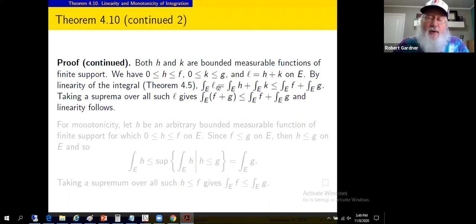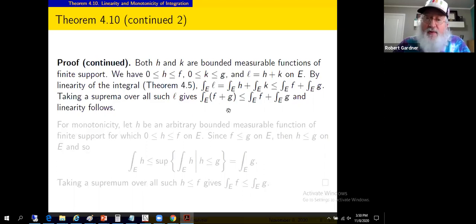L was less than or equal to f plus g. We went through the gymnastics of introducing h and k to get functions that were less than or equal to f and g respectively. But we started with that. So if we take a sup over all such L, this produces the integral of f plus g. And no matter what L is, we've got this upper bound. So when I take sups of both sides, the right-hand side doesn't change. The left-hand side produces the integral over E of f plus g.